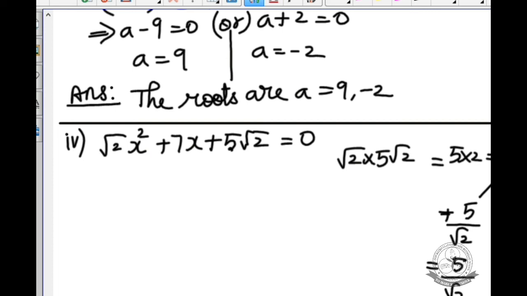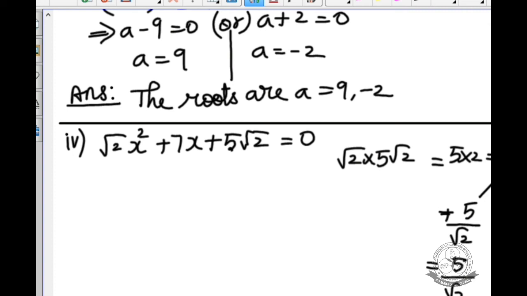Here instead of 2 you can write it as root 2 into root 2 by root 2. For root 2 we can cancel the root 2. So the answer is equal to 5 by root 2.